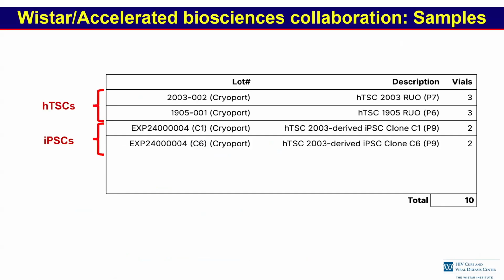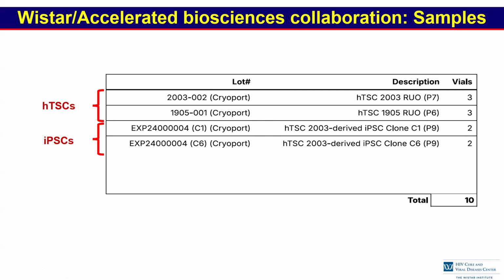So for these purposes, we were given 3 vials of 2 different human trophoblast stem cell lines from Accelerated Biosciences, and also we were given 2 vials of 2 different iPSC clones, C1 and C6. I was responsible primarily for the first objective, and the second was done by another senior staff scientist in the lab. But I'm going to present what we have in both these objectives so far.